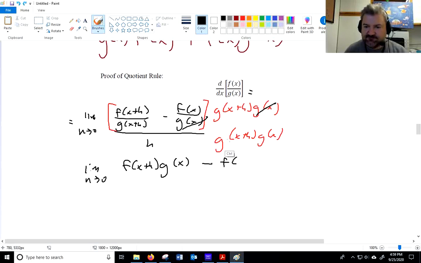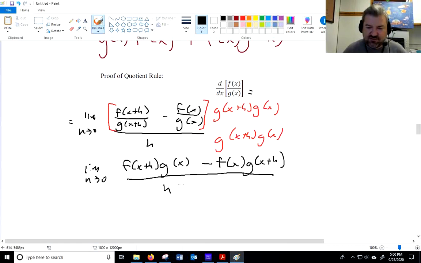Oh, wait, hold on. I don't want to have those slashes there. That bothered me. Okay, I'll rewrite f of x times g of x plus h. Okay, now on the bottom, we have h times g of x plus h times g of x. All right, not too shabby.